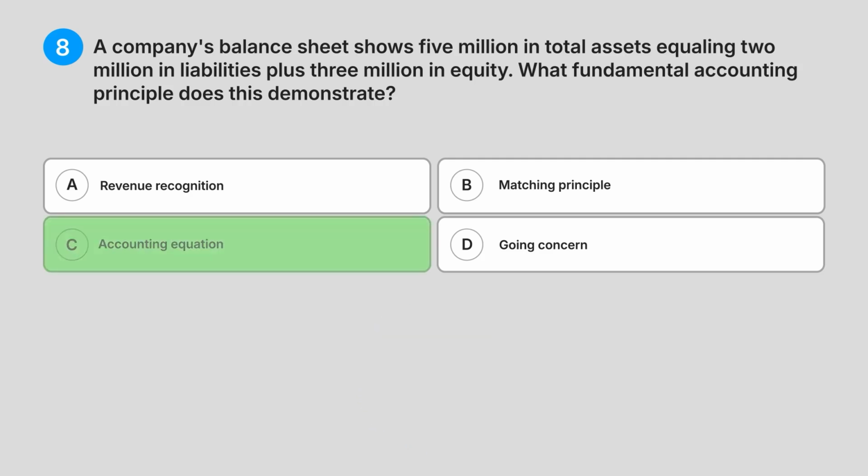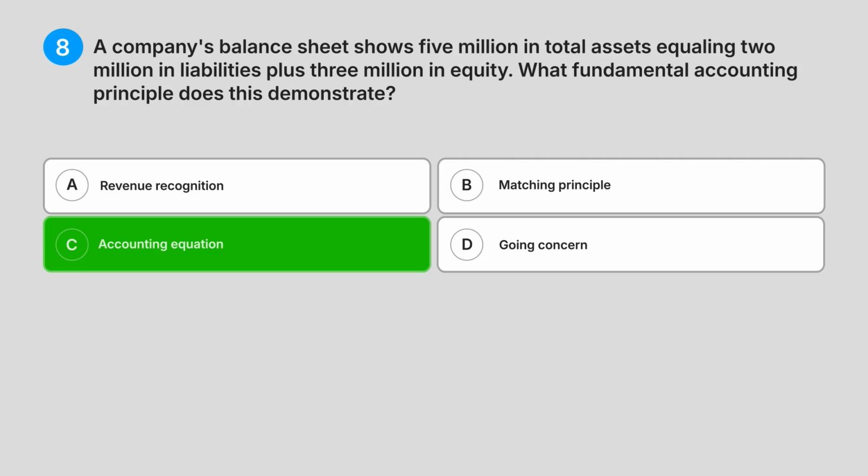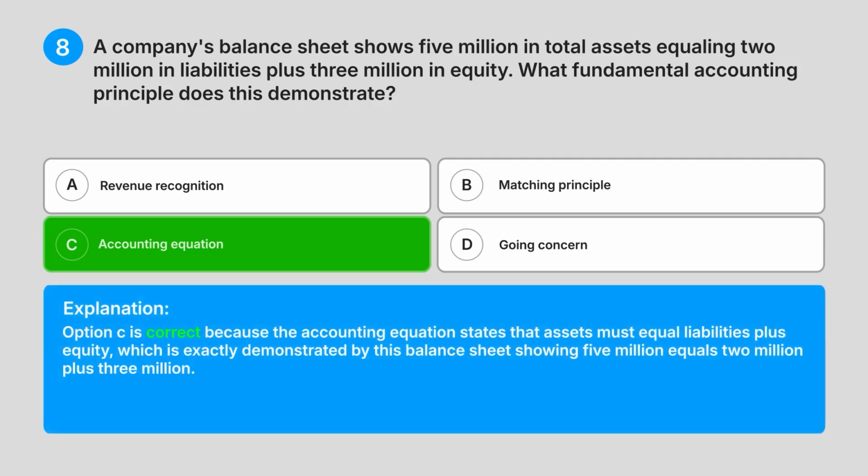Correct answer, C. Accounting equation. Explanation. Option C is correct because the accounting equation states that assets must equal liabilities plus equity, which is exactly demonstrated by this balance sheet, showing $5 million equals $2 million plus $3 million.